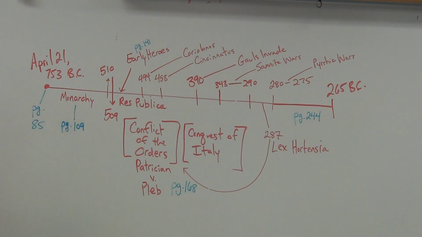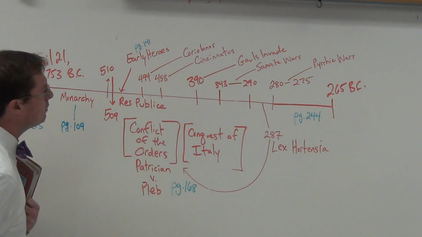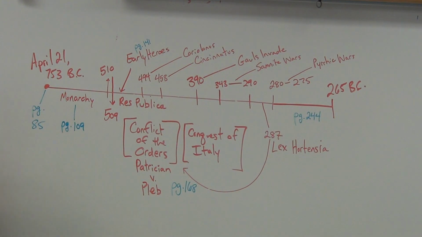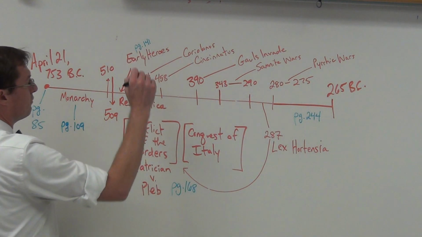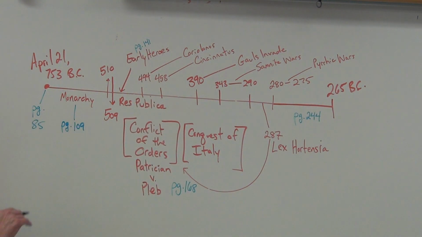The monarchy in page 109, which comes to an end when they boot out the last of the kings in 510, establishing in the year 509 BC the Res Publica. During the early parts of the Res Publica, in which you can learn about the early heroes that immediately emerge right at the founding of the Res Publica on page 141, you have two things going on grand total.